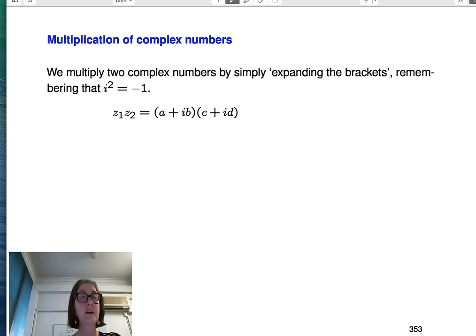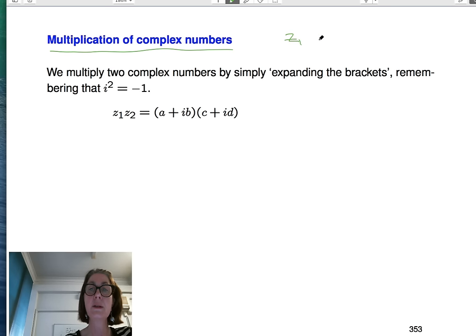Okay, so that's addition and subtraction and scalar multiplication, but of course we want to know how to multiply complex numbers together, so multiplying two complex numbers. And so basically what we do when we're multiplying two complex numbers, and again we're using z1 is just some arbitrary complex number, and so is z2, where a, b, c and d are just real numbers. And we want to multiply these two things together.